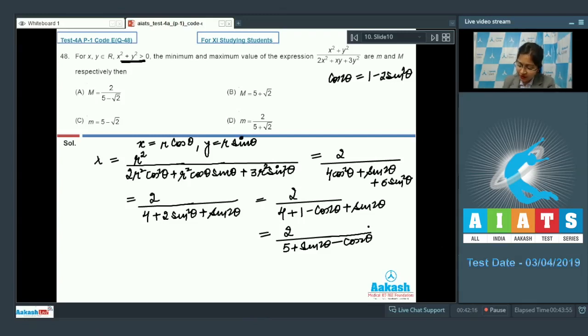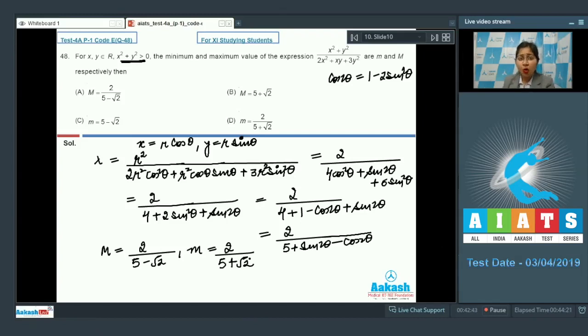Now maximum value is capital M. That will be equal to, it will be maximum when the denominator is minimum. So the denominator is minimum means that the value of sin 2 theta minus cos 2 theta is minus root 2, and the minimum value, that is small m, will be obtained when the denominator is maximum, that is 5 plus root 2. So these are the values of m and M.